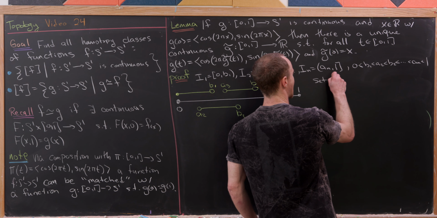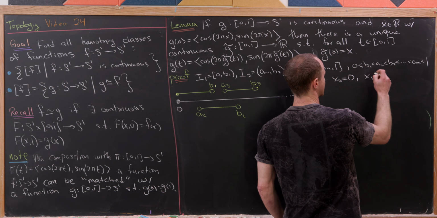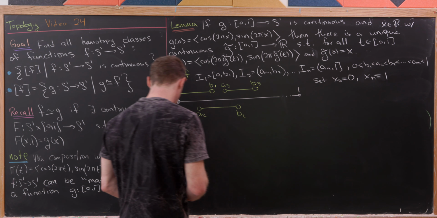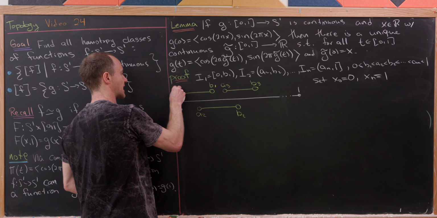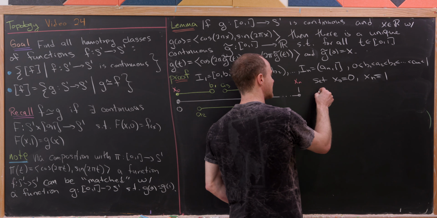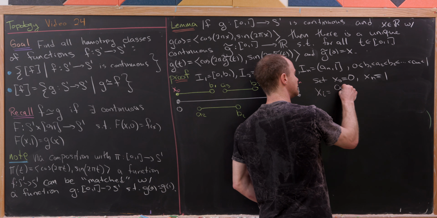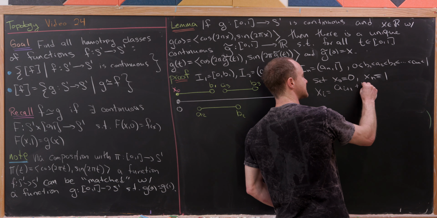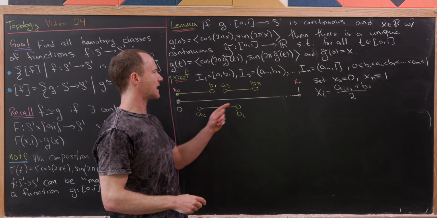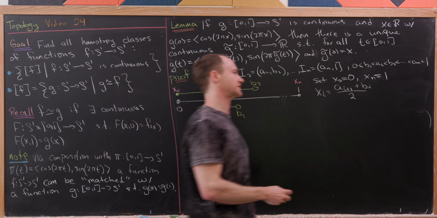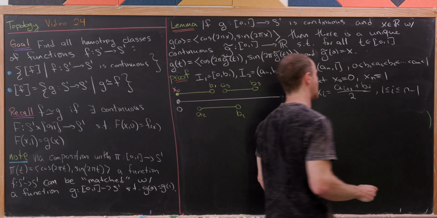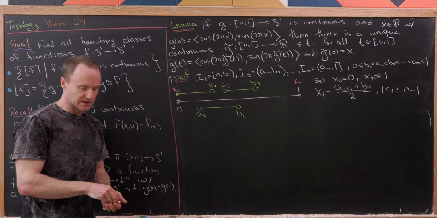So let's set x0 equal to 0, and let's set xn equal to 1. So that means way down here, we've got our number x0, and then way up here, we have our number xn. And let's set x sub i equal to (a sub i plus 1 plus b sub i) over 2. So it's the average of those two. Notice that those are endpoints of consecutive intervals here. And this is going to be for all i between 1 and n minus 1. Okay, so let's see what that gives us.